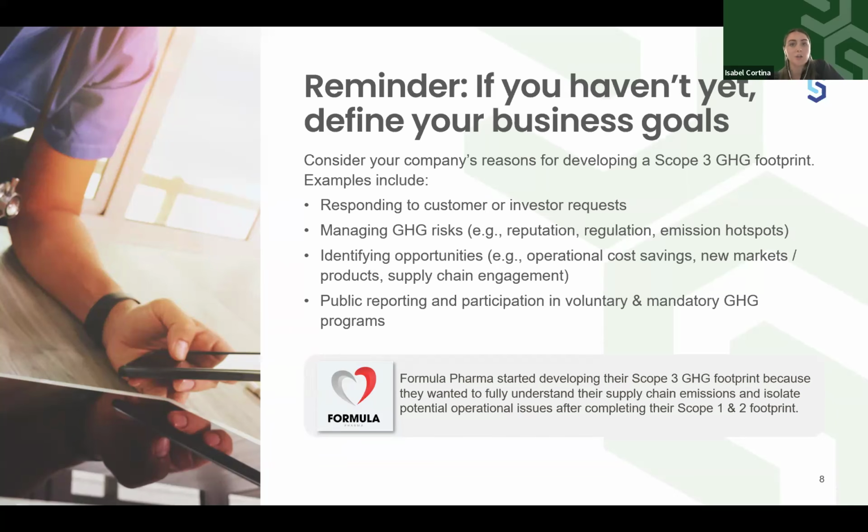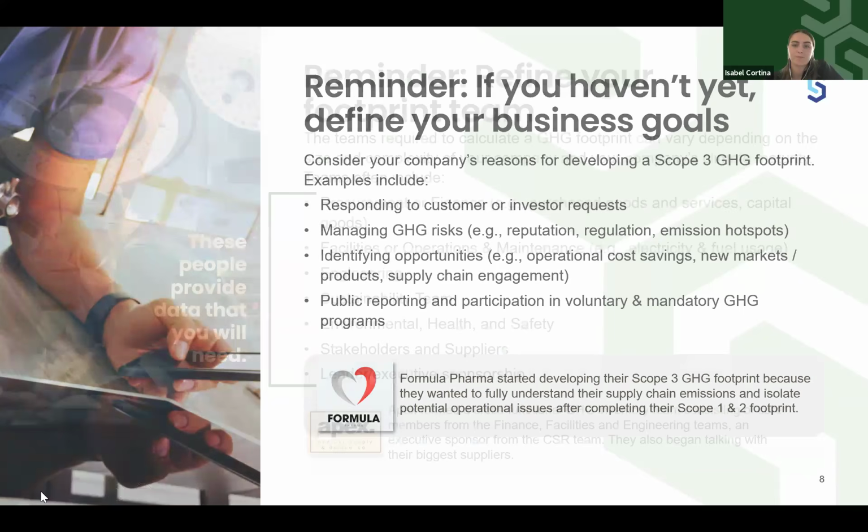Additionally, by defining these goals early, you can begin to think about how you can present the findings of your Scope 3 emissions calculations to the stakeholders either internally or externally around your organization. In our example of Formula Pharma, they started developing their Scope 3 footprint because they wanted to understand their supply chain as well as isolate potential operational issues that they identified in their Scope 1 and 2 footprint. You'll need to think about what these business goals are for your own organization.